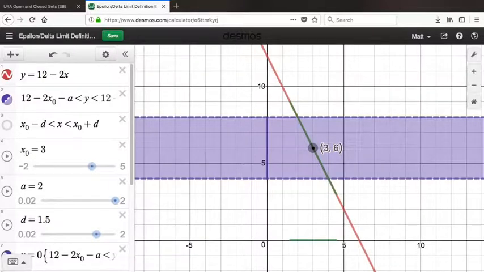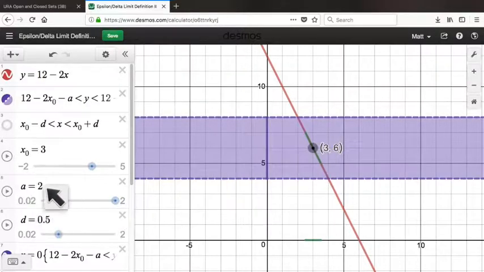that looks like it's too big of a delta because there are some x values here whose part of the graph lies outside of this purple strip, more than 2 units away from L equals 6. So 1.5 is too big of a delta. On the other hand, if I choose a small delta like 0.5, now the entire part of the graph which has an x value within 0.5 of our a, which is 3 in this case, that entire part of the graph is in fact within the purple strip.